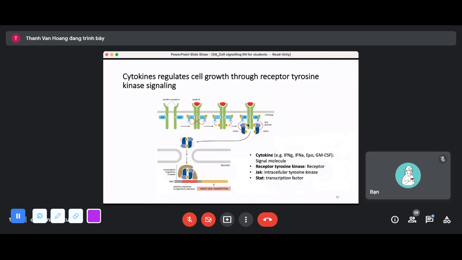After that, the phosphorylated tyrosine will recruit STAT protein to the receptor so that JAK can phosphorylate the STAT molecule. Two STAT molecules will form a dimer. This STAT dimer goes into the nucleus and binds to a specific sequence and triggers gene expression. So it's quite easy to understand.